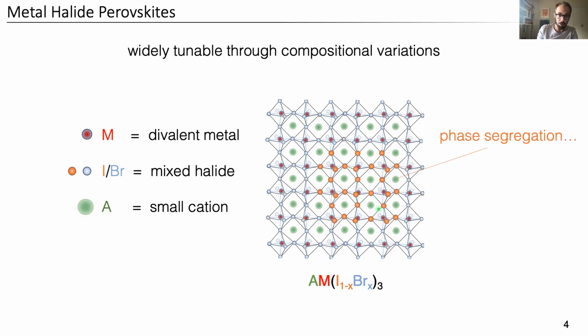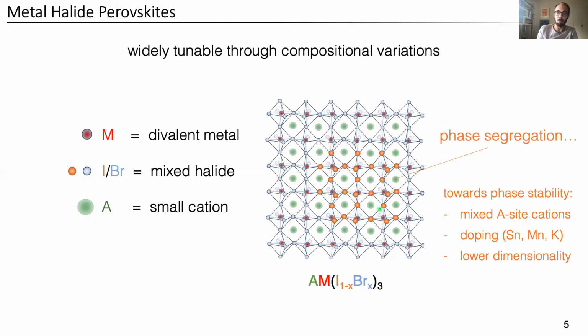Phase segregation, in this case, leads to bandgap instabilities, where you create extended regions of low energy iodine perovskite that prevent efficient energy transport. Different strategies have been developed to prevent phase segregation, including, for example, the introduction of mixed A-side cations, doping of different elements, or reducing the dimensionality. It's tempting to believe that with these different strategies, we have resolved the issue of phase segregation, but does phase purity really mean that we have a flat energy landscape?